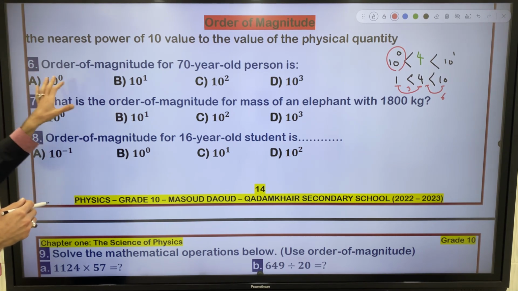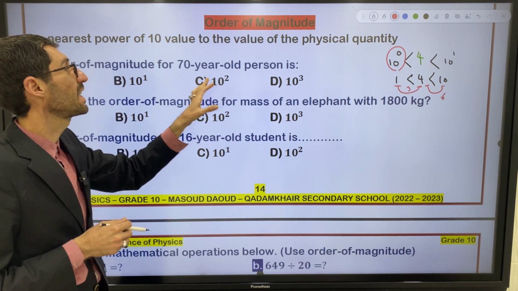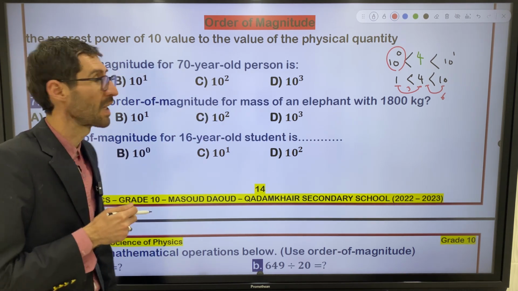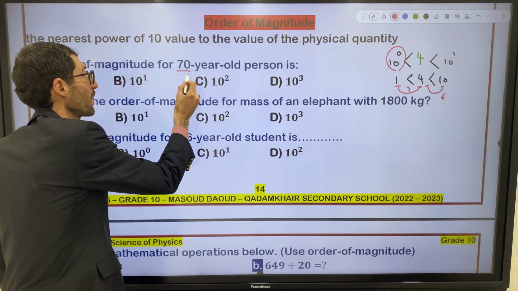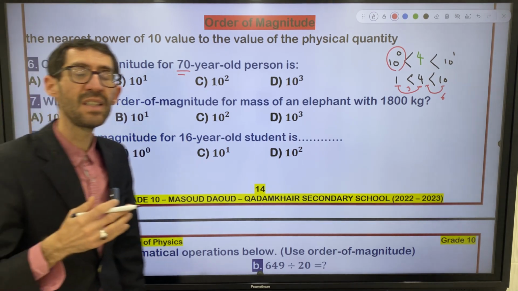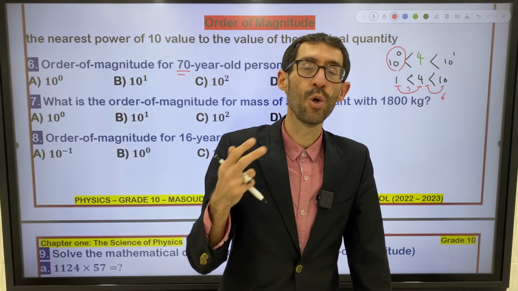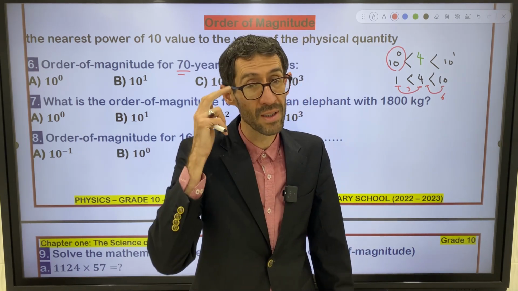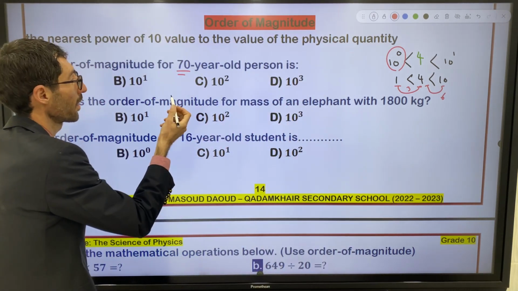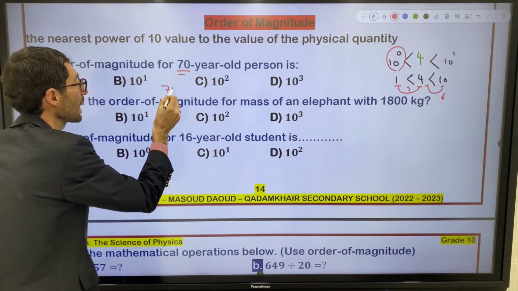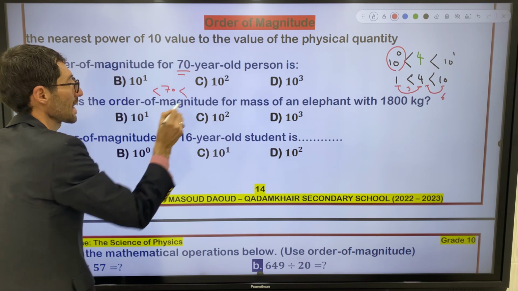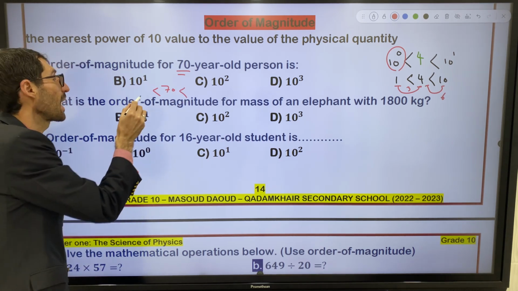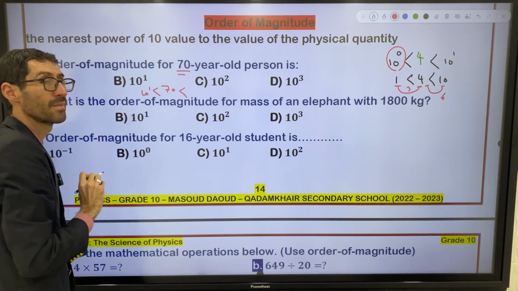Question number 6. Order of magnitude for a 70-year-old person is 70, right? So I told you 70 is located between two powers of 10. Think about it. 70 is greater than, is less than. 70 is greater than 10 to the power 1.